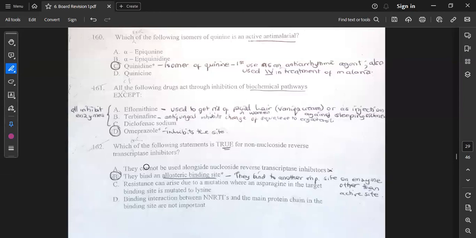B, can you unmute and elucidate further? I think NNRTIs bind to an allosteric site, while NRTIs bind to the active site. I'm not sure about that. Then for A, they are used together with NRTIs.